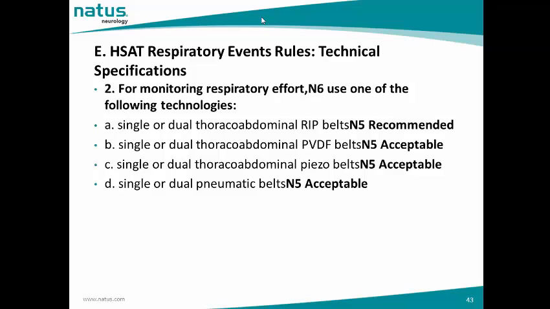For monitoring respiratory effort, use one of the following technologies. Single or dual thoracoabdominal RIP belts, this is recommended, and the acceptable techniques are the PVDF belts, piezo belts, and using the pneumatic belts.